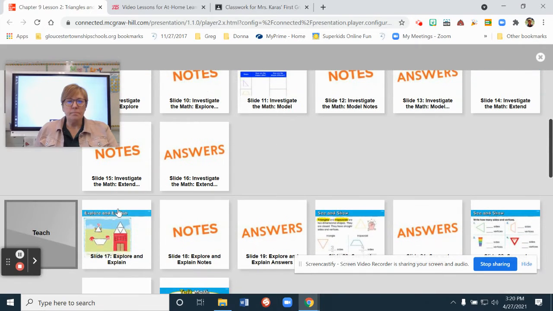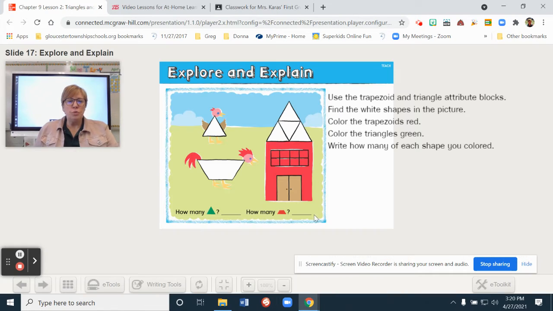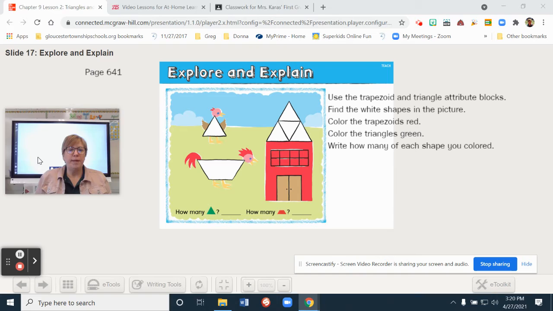Okay, so let's go to your workbook, all right, page 641. And this is where you're going to need your trapezoid and triangle. Okay, here's your trapezoid, and I showed that to you yesterday, all right, in our math groups, and then your triangle, okay? So you're going to use those blocks and find the white shapes, okay? And you could lay it on top.